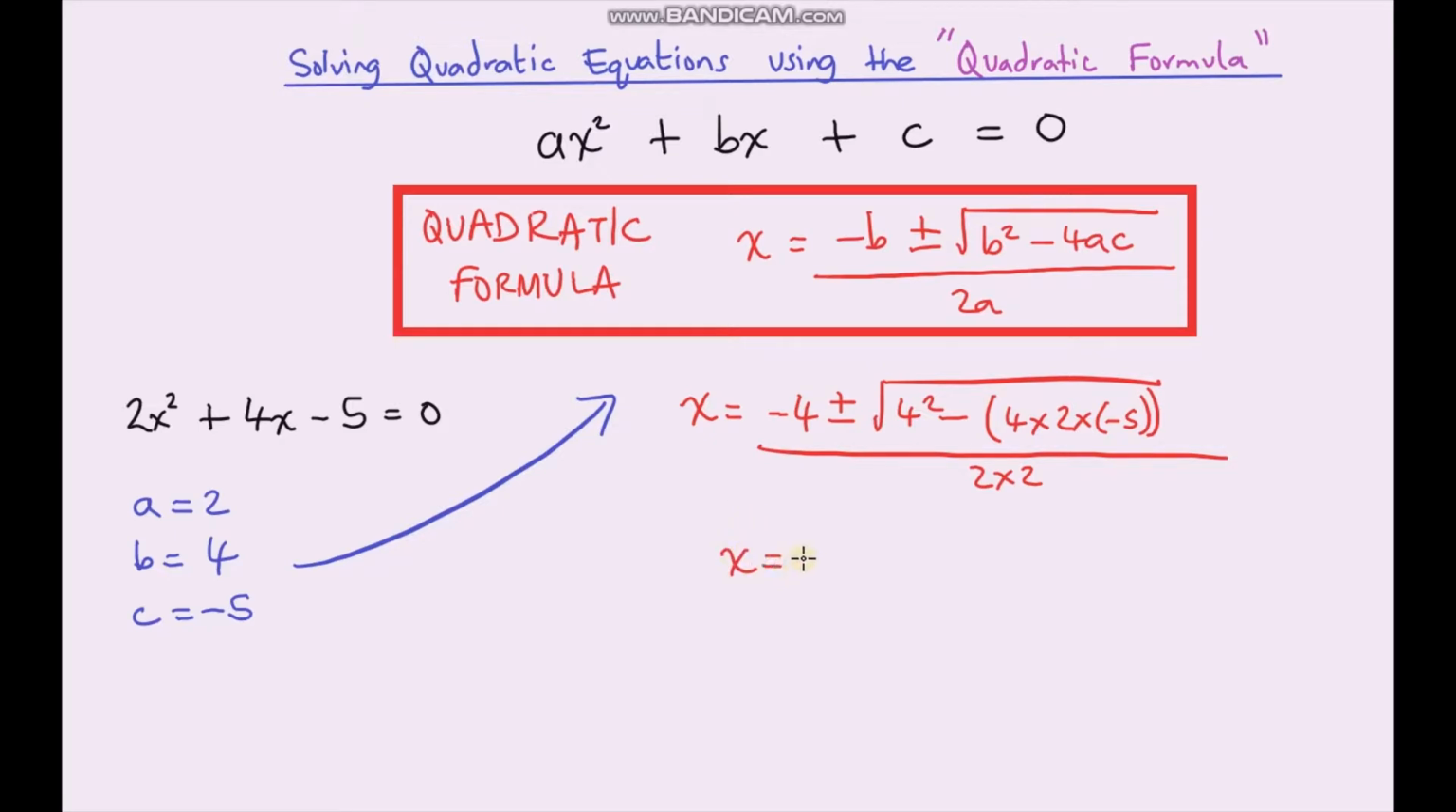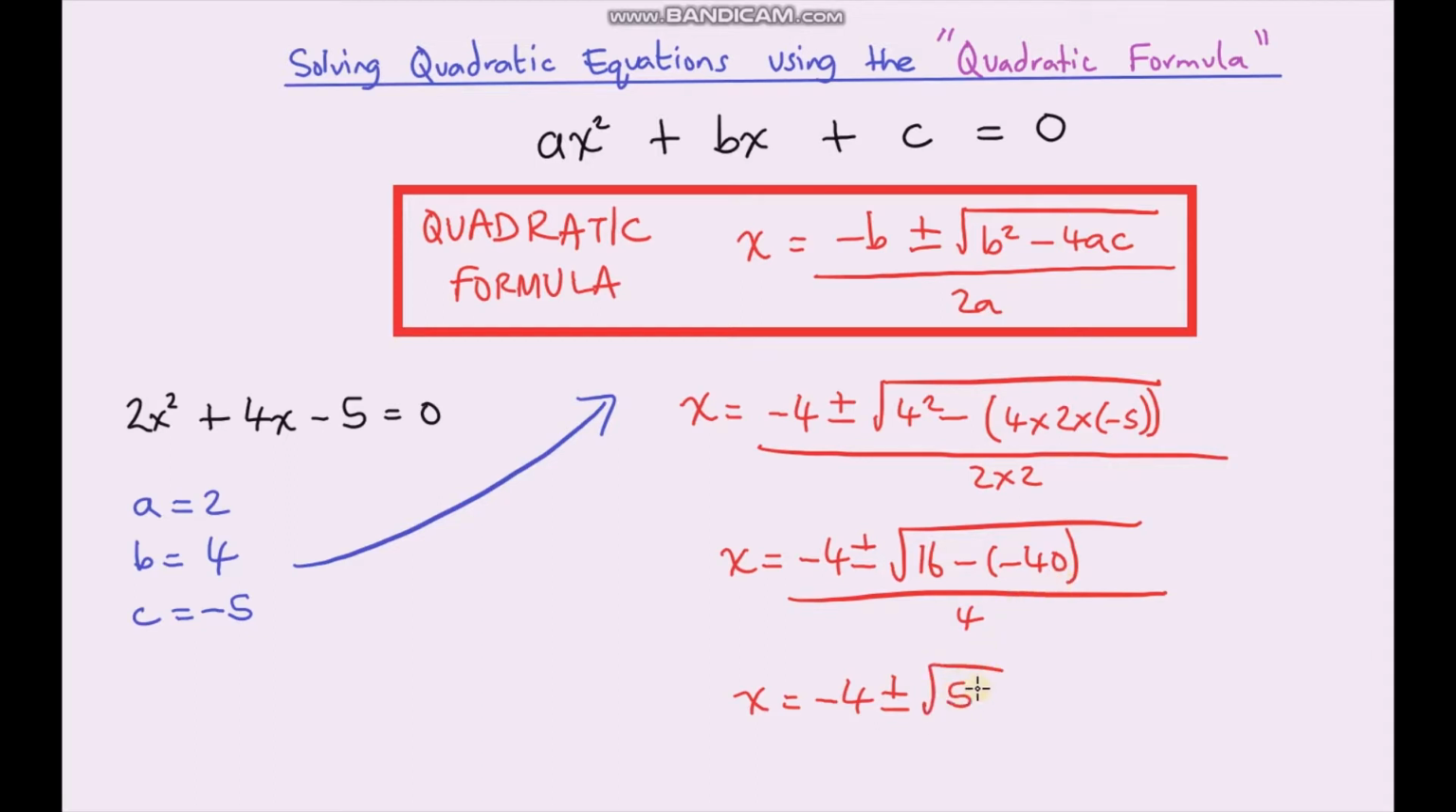So we're going to have x equals -4 plus or minus the square root, 4 squared is 16, subtract 4 times 2 is 8, 8 times -5 is -40, and all of that over 2 times 2, that is 4. So we're going to have x equals -4 plus or minus the square root of 16 subtract -40, that's 16 plus 40, which is 56. So it's the square root of 56 all over 4, and I'm not sure what the square root of 56 is, so now let's put that into the calculator.